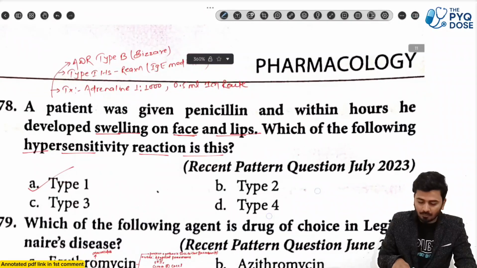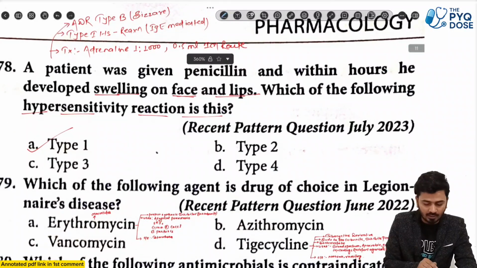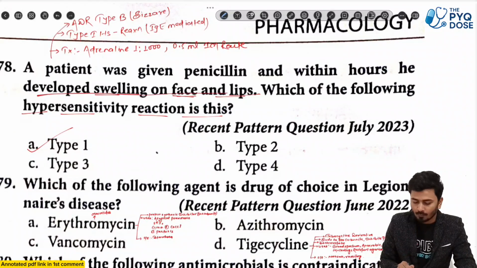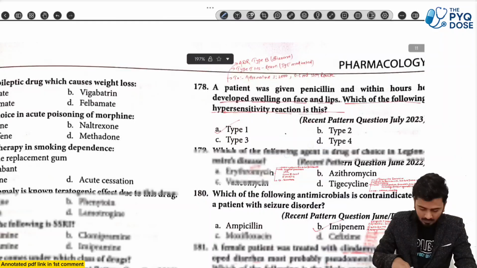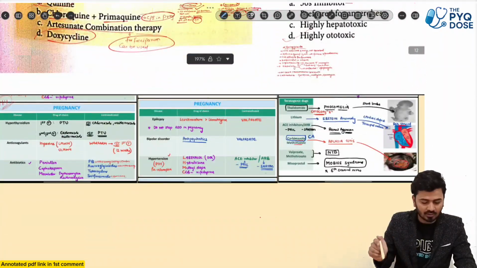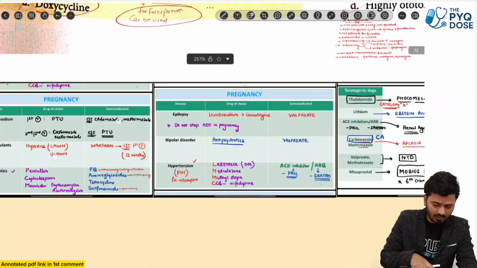A patient was given penicillin and within hours he developed swelling on face and lips. Which of the following hypersensitivity reactions is this? Okay, so before doing this question, let me do a little bit about pregnancy. What are the drugs that are generally contraindicated in pregnancy? That will be good for you.